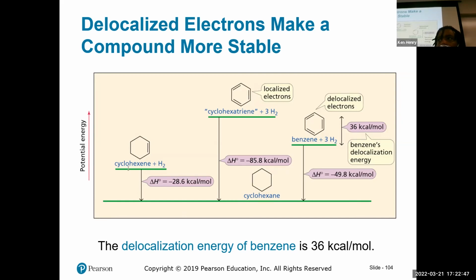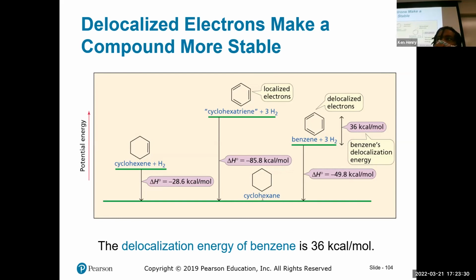Okay, so cyclohexene, right? So this is the delta H. It's going to be negative 28.6 kilocalories per mole. So when we have cyclohexadiene, in this case, these electrons are going to be localized. This guy's going to have a higher delta H of negative 85.8 kilocalories per mole.